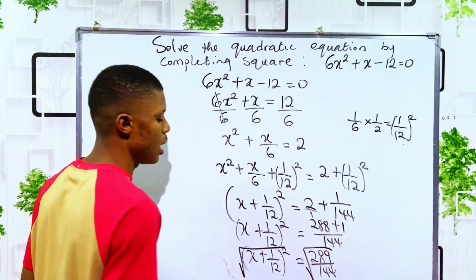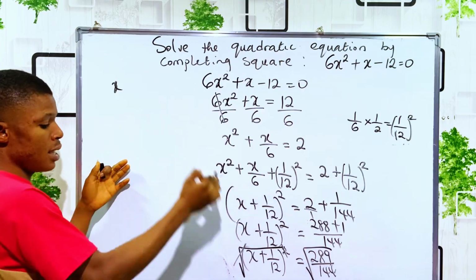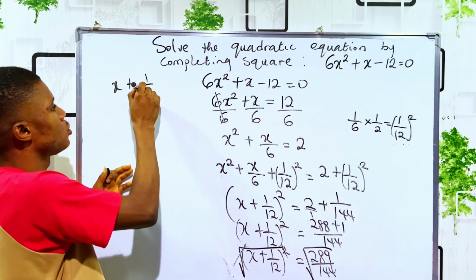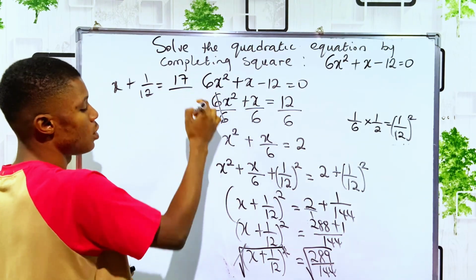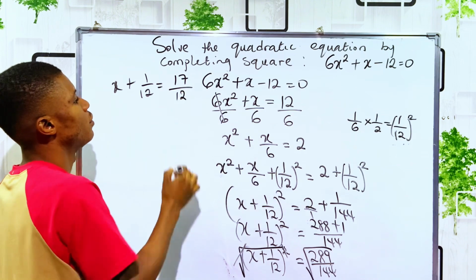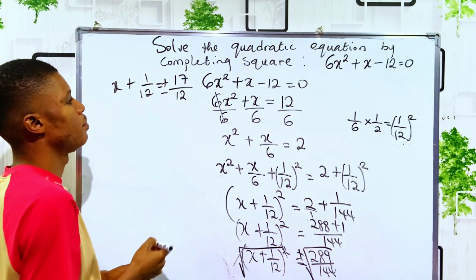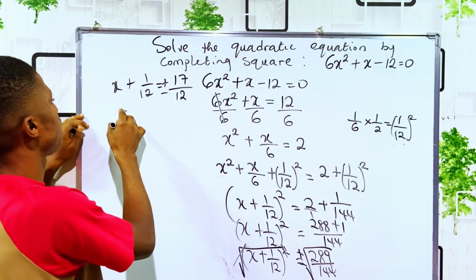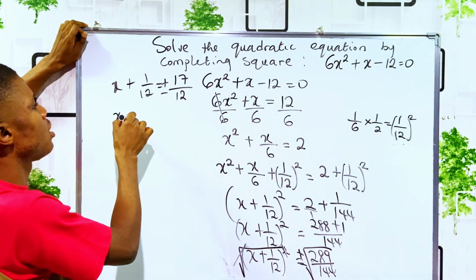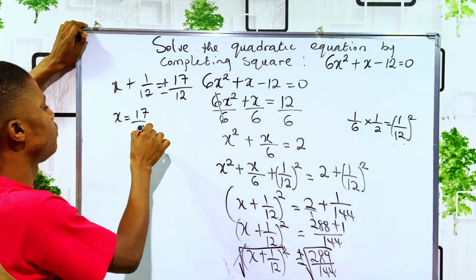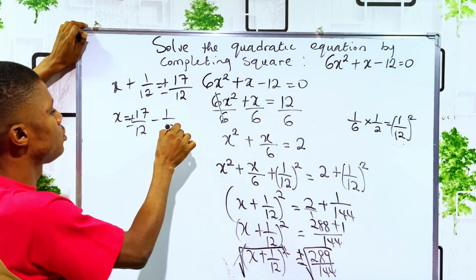We take the square root of both sides. If you take the square root, it will cross out the square. Observe we have x plus 1 over 12 is equal to the square root of 289, which is 17, over the square root of 144, which is 12. This will bring about a positive and negative solution. So x is equal to 17 over 12 plus or minus 1 over 12.